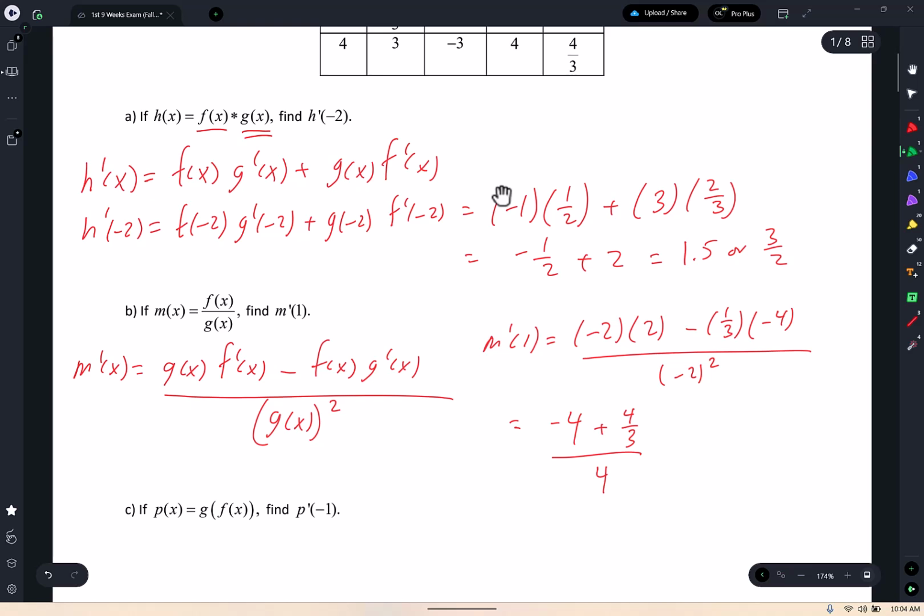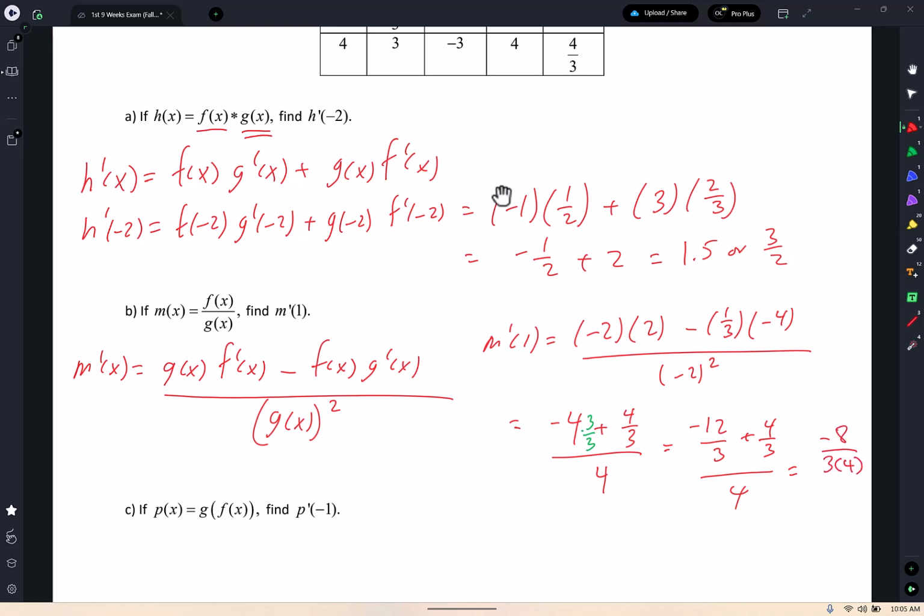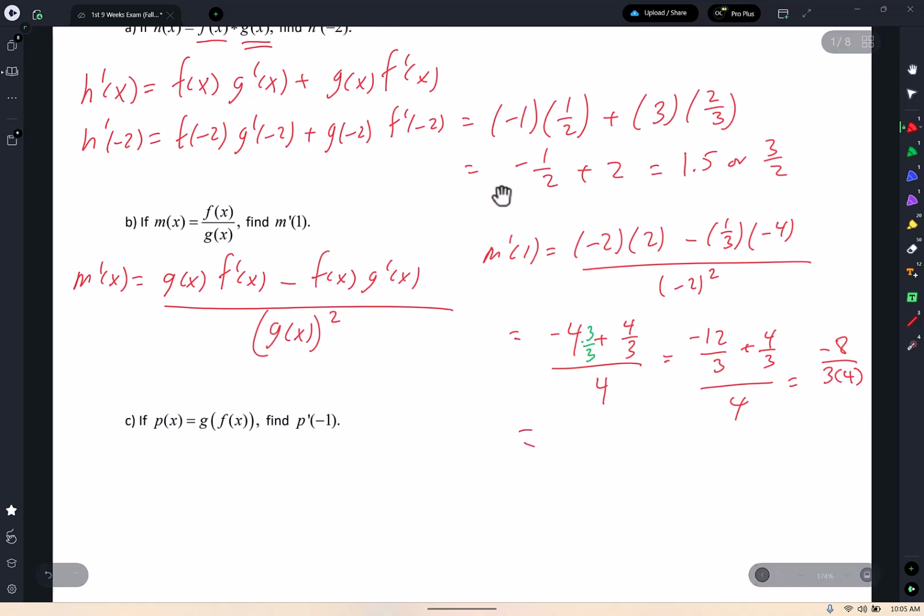Common denominator in the numerator. Multiply this by 3 over 3. Let's see what we get. Negative 12 over 3 plus 4 over 3, divided by 4. Keep, change, flip. Negative 12 plus 4, that's going to be negative 8 over 3 times 4. That 4 goes into 8 how many times? So negative 2/3.